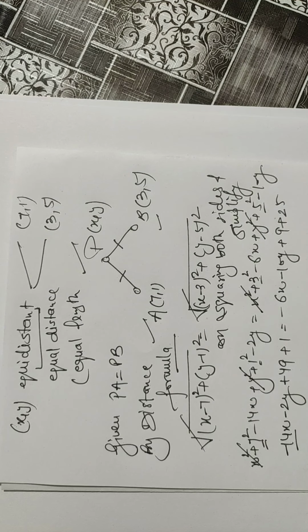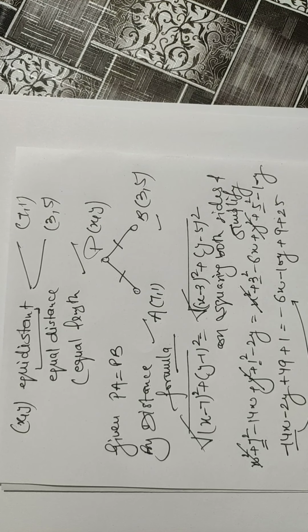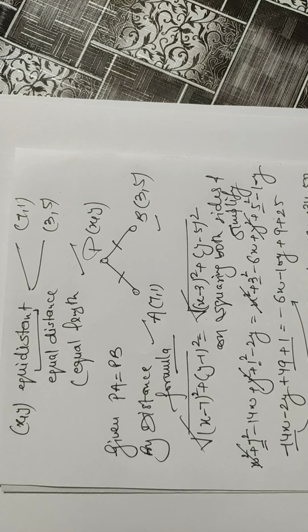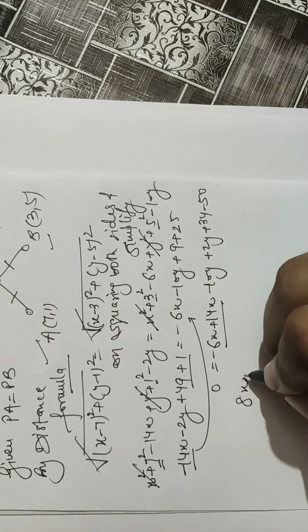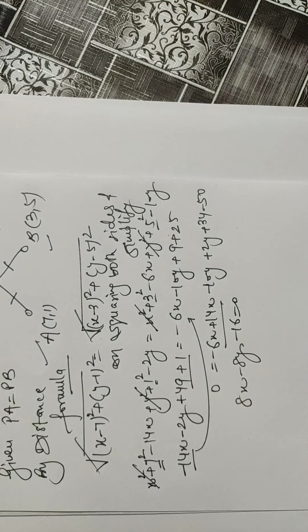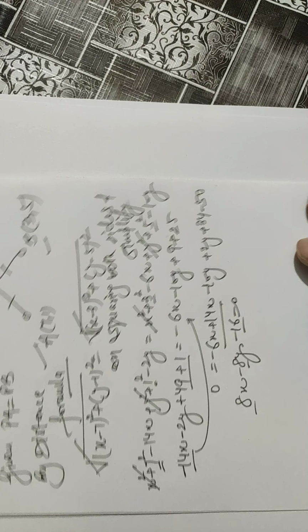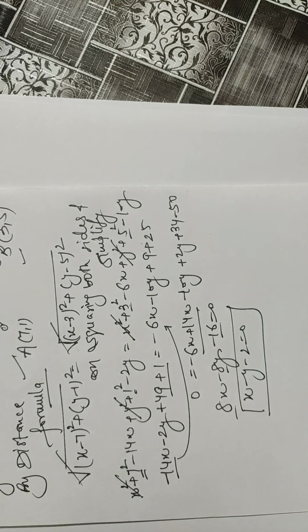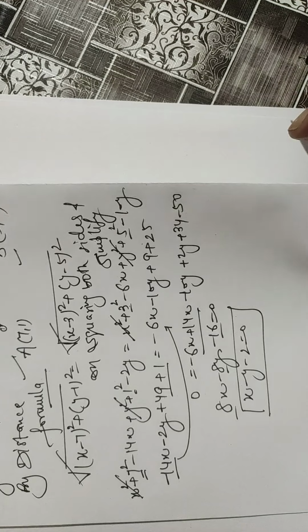Because the x term is smaller here and bigger there, we are shifting towards the bigger value. Minus 6x plus 14x, minus 10y plus 2y. Here it is 34, here it is overall 50. So this side becomes 0. The overall solution contains 8x, 8y, minus 16 is equal to 0. Because 8 is common, we cancel by 8 throughout. x minus y minus 2 is equal to 0. It is an equation which represents the relation between x and y.